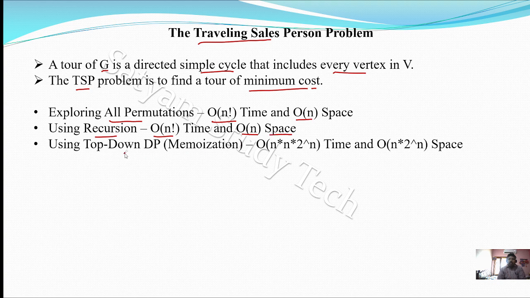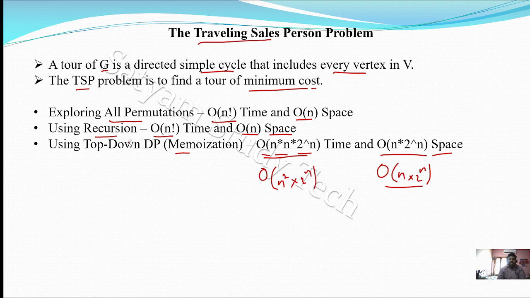Now using the top-down approach, the dynamic programming memoization technique, the time complexity is big O of n square into 2 power n. The space complexity is big O of n into 2 power n. This is the space complexity. Here the time complexity is big O of n square into 2 power n.